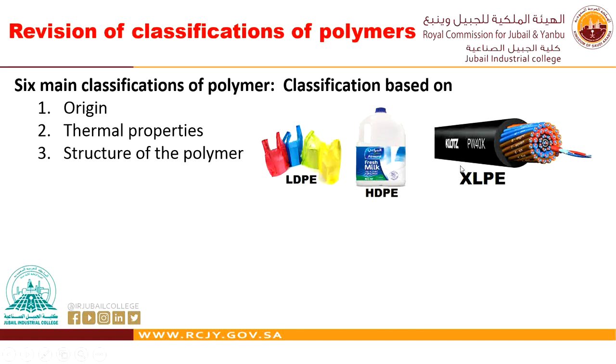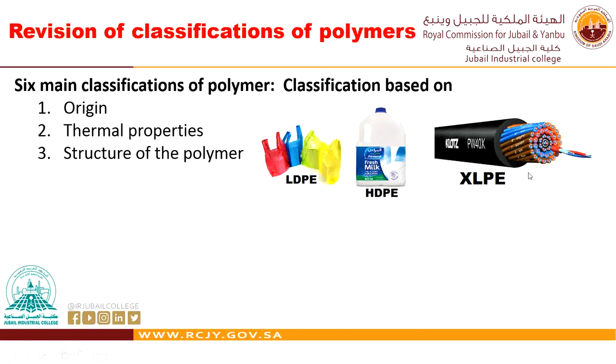Cross-linked polyethylene, because the polymer chains are connected together by strong covalent bonds, tends to be very strong, and therefore it is used as an insulator for underground cables. So if you look at this, these are all polyethylene, polyethylene, polyethylene, but because of differences in their structures, they have different properties, and therefore they are classified differently.